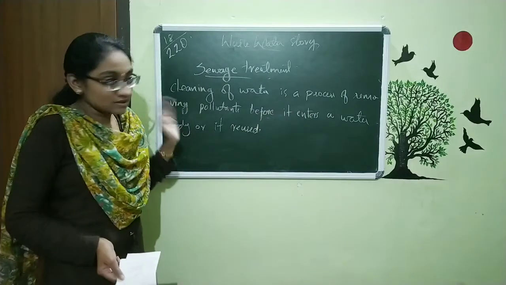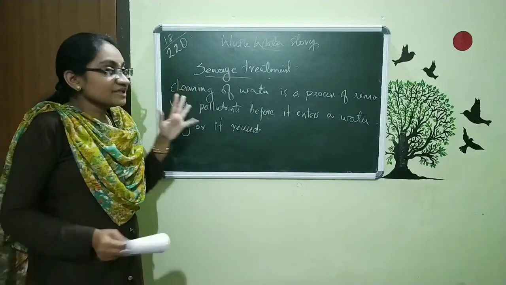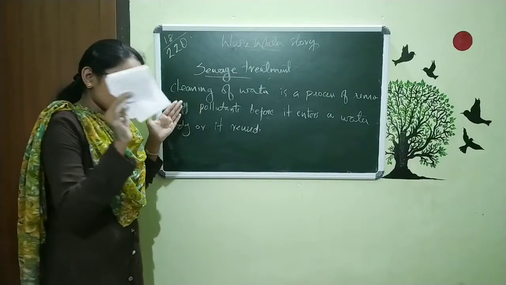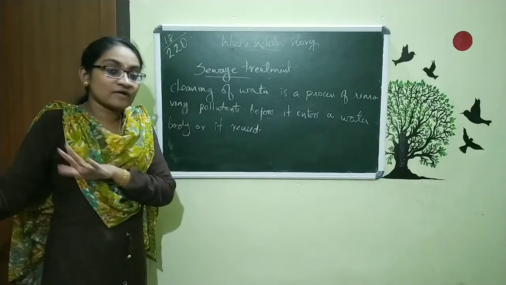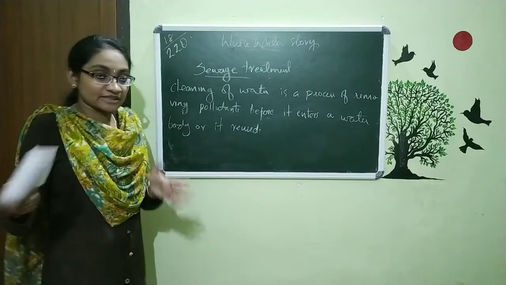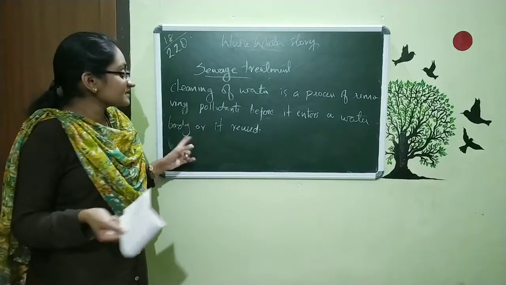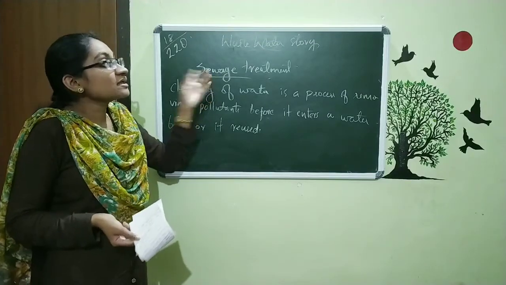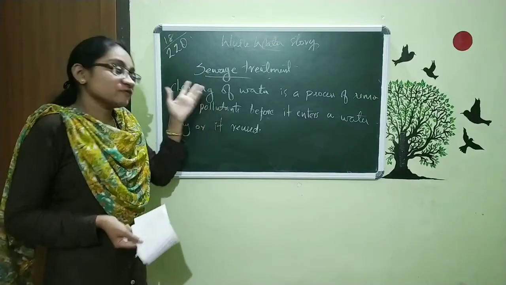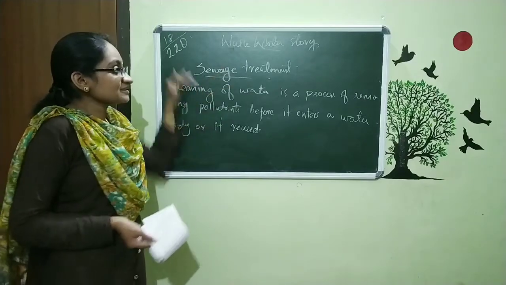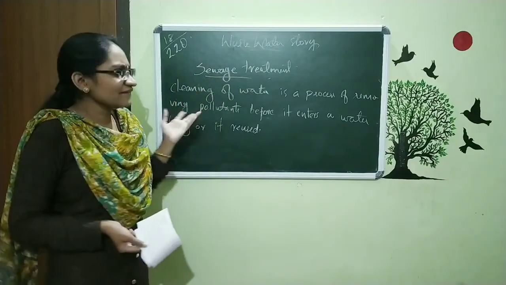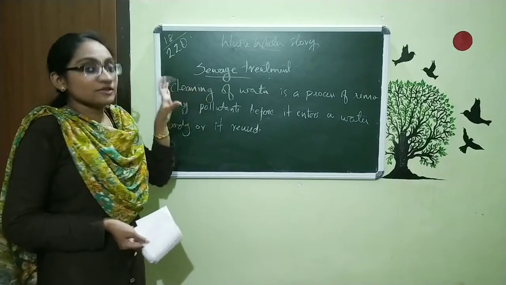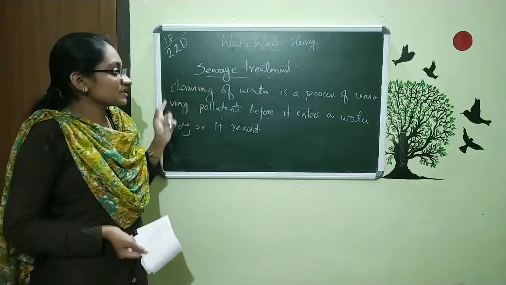That means when the water is mixing with another water body, what happens then? The original water and the other water body, both of them get contaminated. So before it gets mixed with another water body, we want to make this water clean. And for that the process is called sewage treatment. It has different methods, which we can discuss later. Now you just want to remember this term, sewage treatment, and its definition.